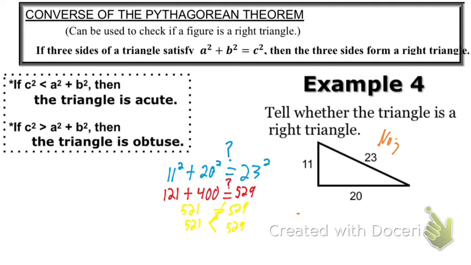Now, what's gonna happen if I make this side bigger? What has to happen to the opposite angle? It has to get bigger as well and become obtuse. Or if I make the side smaller, it has to get smaller and become acute, right?